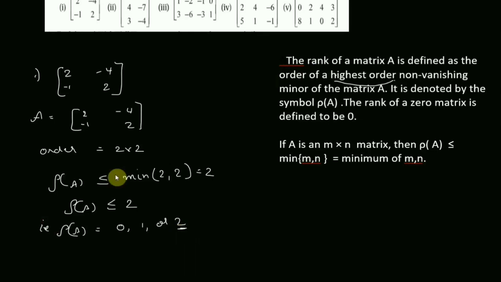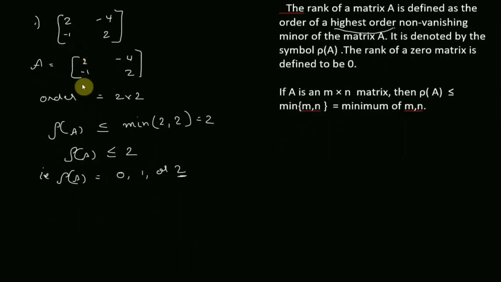Let us check for 2. How do you check for 2? You have to find the determinant of the 2 by 2 minor. So the determinant of the 2 by 2 minor: the minor is [2, -4; -1, 2]. So what is its value? It is equal to 4 minus (-4 into -1), that is 4 minus 4, which is 0. It is vanishing. It is 0.